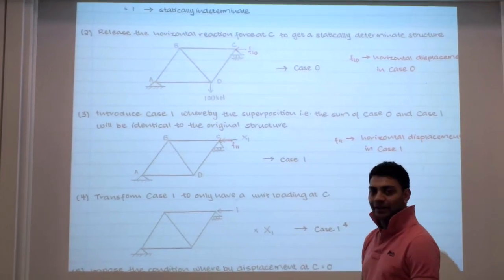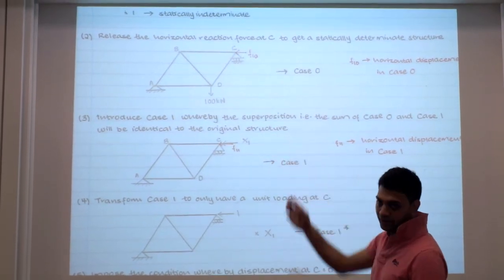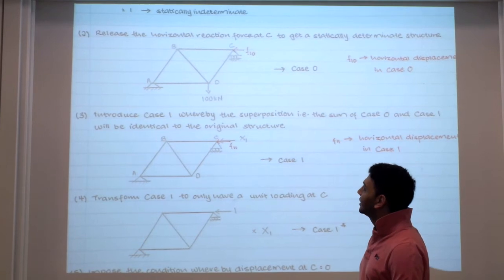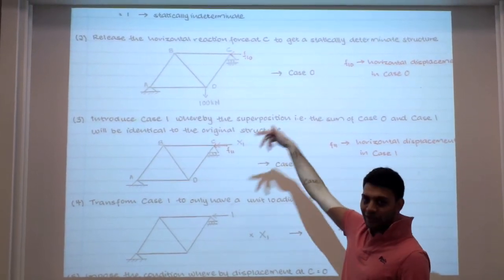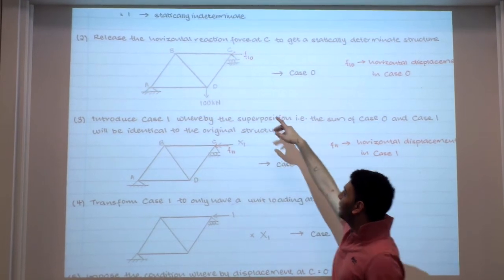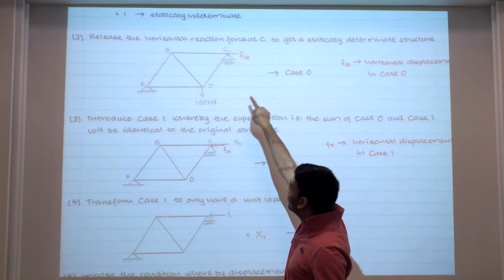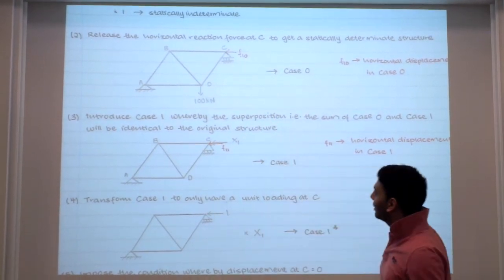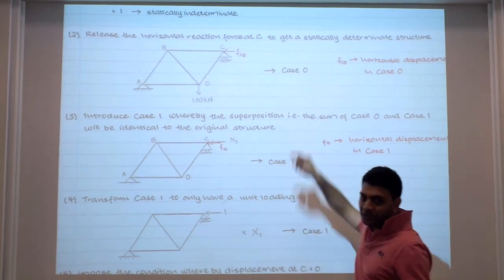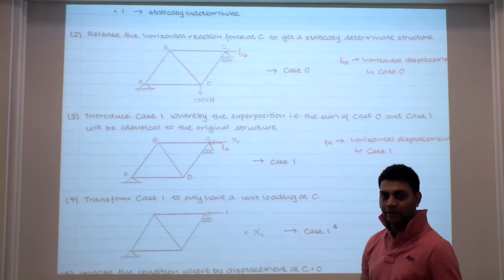So to make this statically determinate, we're going to release the horizontal reaction at point C. When we release this horizontal reaction, there's going to be a displacement in the CB direction that way, and that displacement is shown by the red arrow, F10. And this is case 0, which only comprises the external loads on our truss structure.